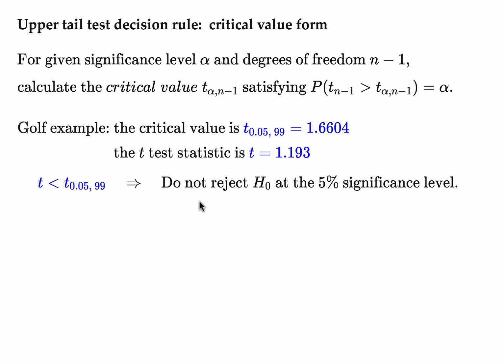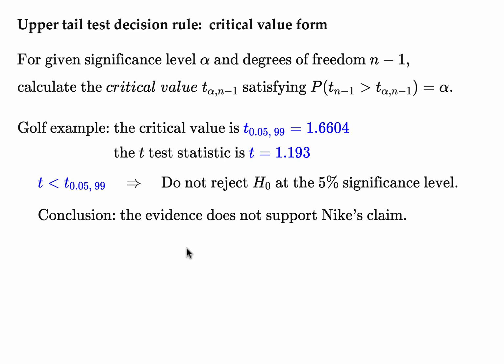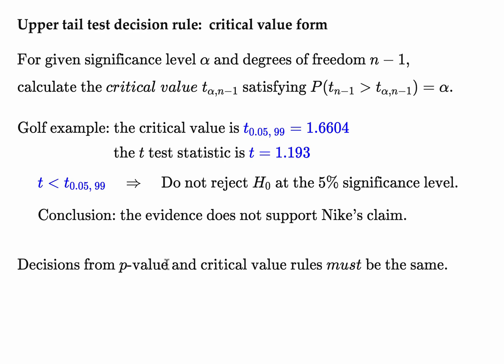As a result, we do not reject the null hypothesis at the 5% significance level. And we come to the same conclusion that we saw before from the p-value, which is that the evidence does not support Nike's claim about the increased distance on average.